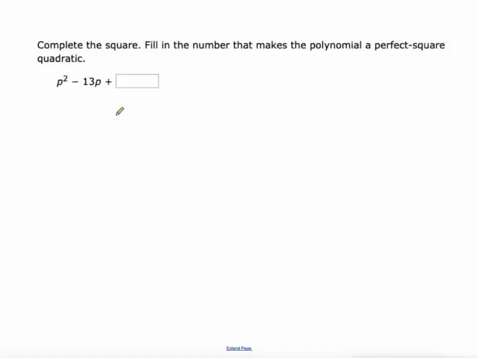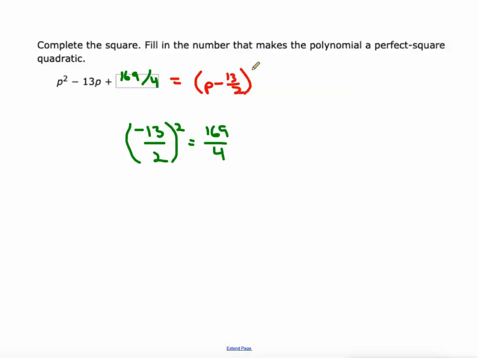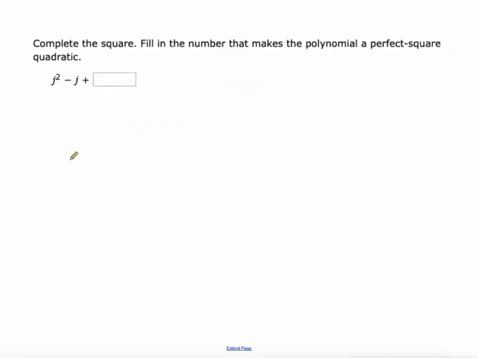It gets a little tougher when the middle value isn't even. It's not divisible by 2, but either way, we take that b value, we cut it in half, and we square it. 13 squared or negative 13 squared doesn't really matter. It always comes out positive, is 169, and 2 squared is 4. So 169 over 4. That's all there is to it. That's all you have to do to complete the square, because now this can be factored as p minus 13 halves squared. A square of a binomial is a perfect square trinomial. So our answer is 169 over 4.